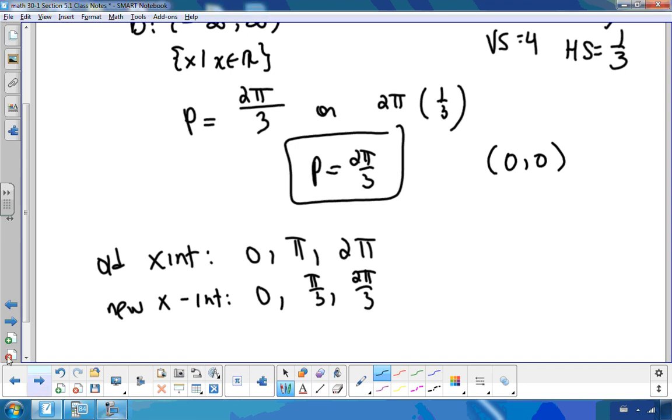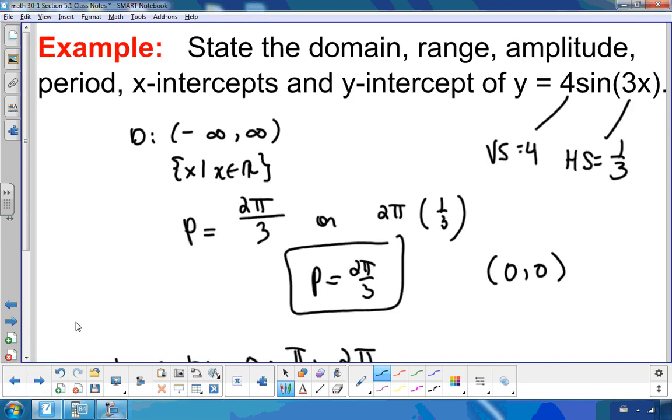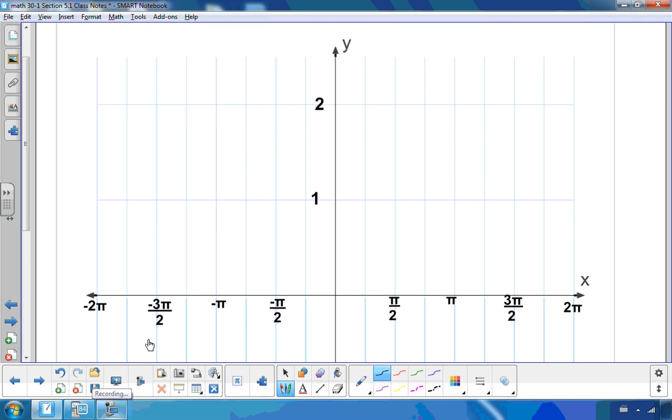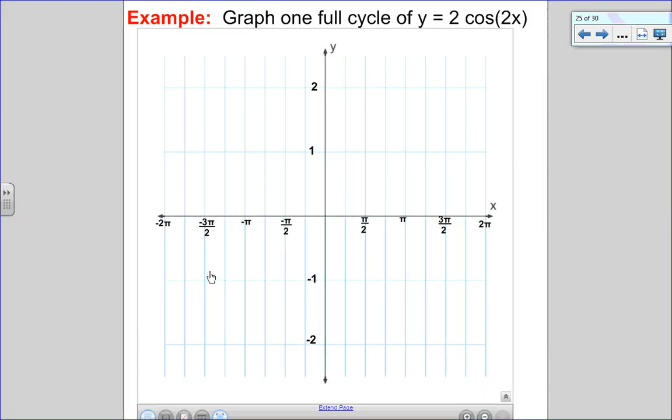Okay, so let's look now at a cosine graph. We've done a sine graph with a and b. Let's look at a cosine graph. I want to graph one full cycle of y equals 2 cos of 2x. The first thing that I look at is my vertical stretch factor, which is 2.